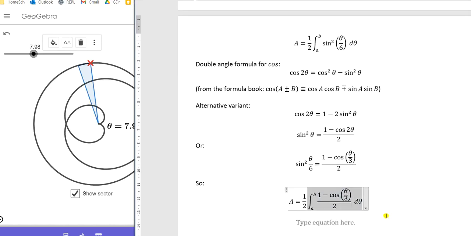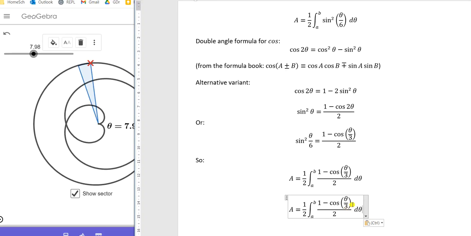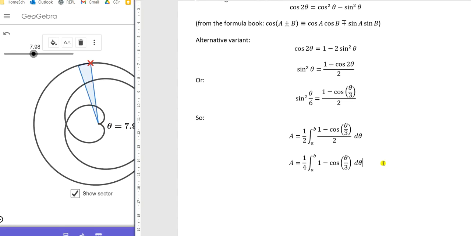One thing I will often do at this point, if I've got some messy fractions involved, is pull them out. So instead of 1 minus cos theta over 3 over 2, I'll just have 1 minus cos theta over 3. The over 2 can be pulled out because it's just a constant, so it's not going to be affected by the integration. That leaves me with a simpler process. I have a quarter of. Now in here, I just need the integral of 1 minus cos theta over 3.